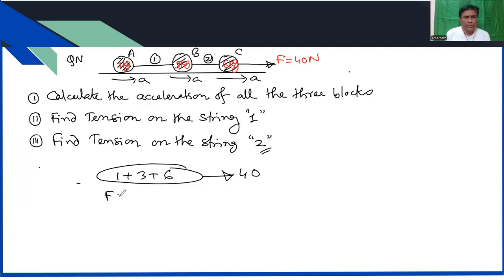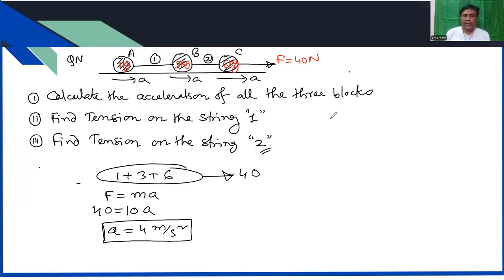So now you can use the formula F equal to ma. F is 40 and the mass is 10, so 10a. So acceleration is 4 meter per second square. Very good. Excellent.